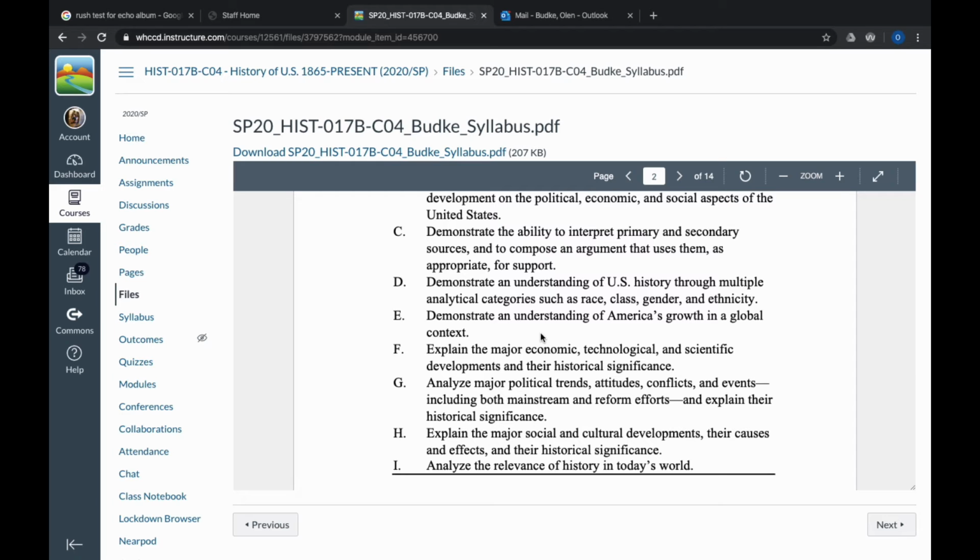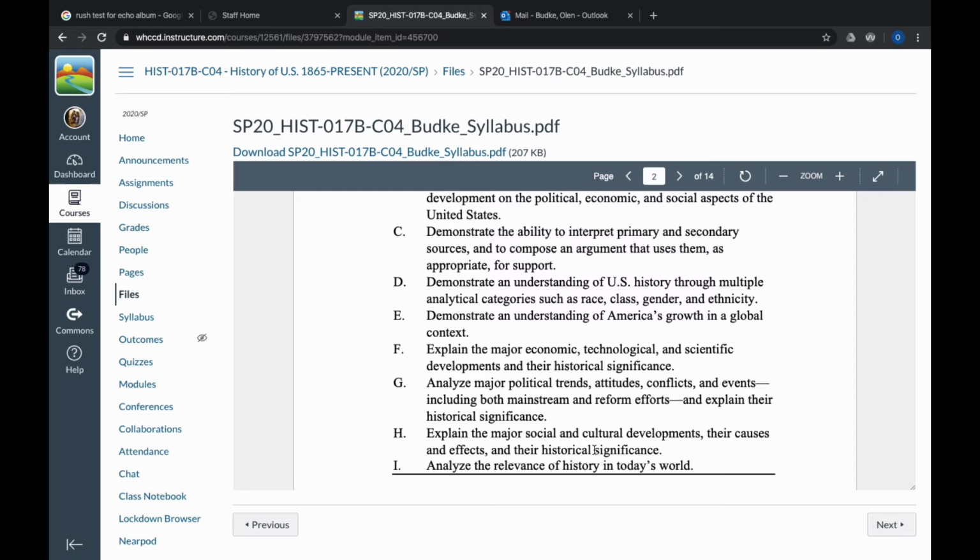And then we're going to explain the major social and cultural developments, their causes and effects, and their historical significance. All right, in those last three, F, G, and H, you see historical significance. So we're looking at changes in the economy, in technology, in science, in politics, in attitudes, in social and cultural developments. We're looking at all those things, and most importantly, their significance. How have they shaped the America that we live in today?